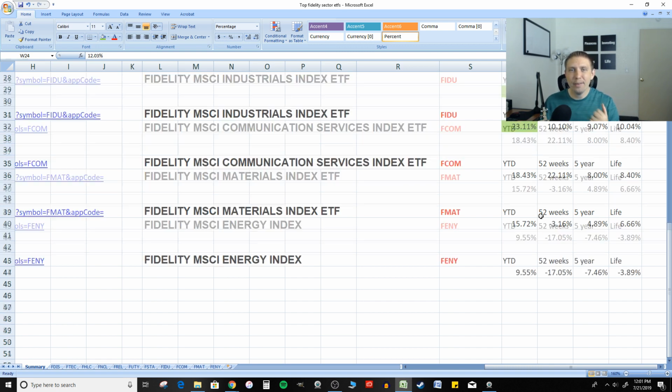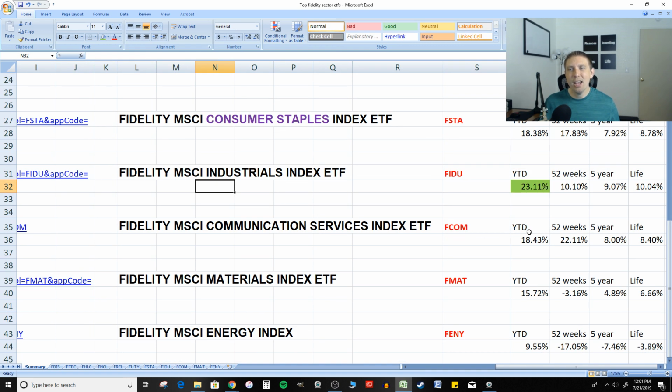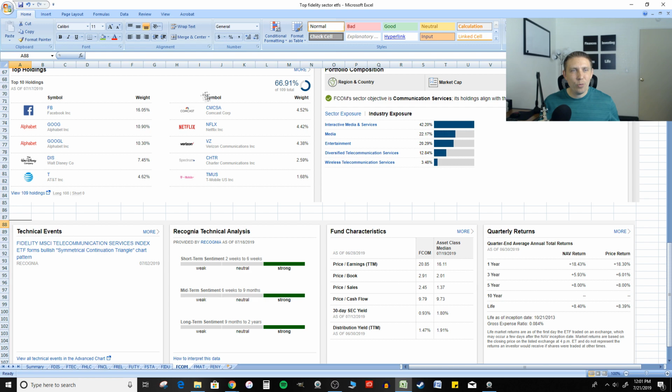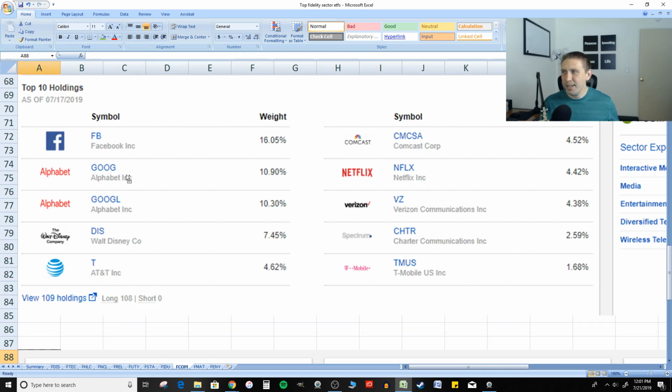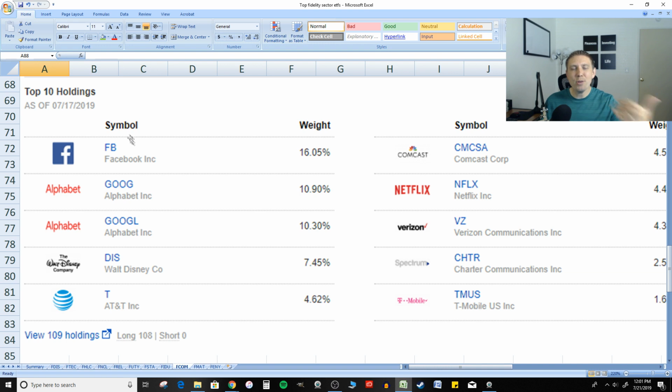The other thing to keep your eye on is the communication services index. A lot of the big tech companies have moved over from the information technology sector over to communication services. Let me show you what I mean real fast with that. It's FCOM. What you're going to notice now is that in communication services, you now have companies like Facebook and Google, Disney, AT&T, which used to be there anyways, Netflix, Comcast, Verizon, companies like that. So that's what you're going to find. If you want to invest in these kinds of companies, if you really understand them, if you like them, then look at the Fidelity Communication Services Sector ETF.